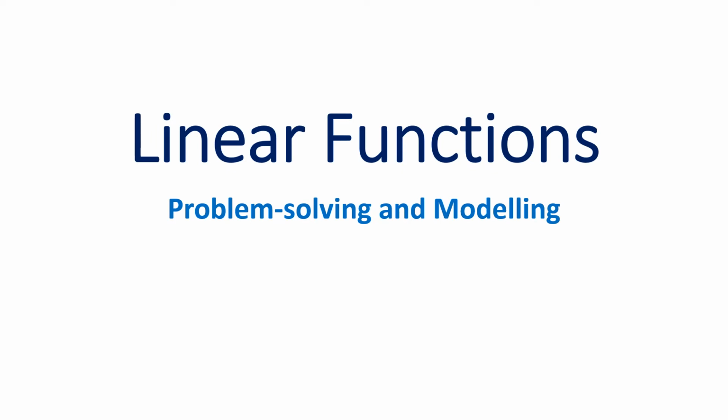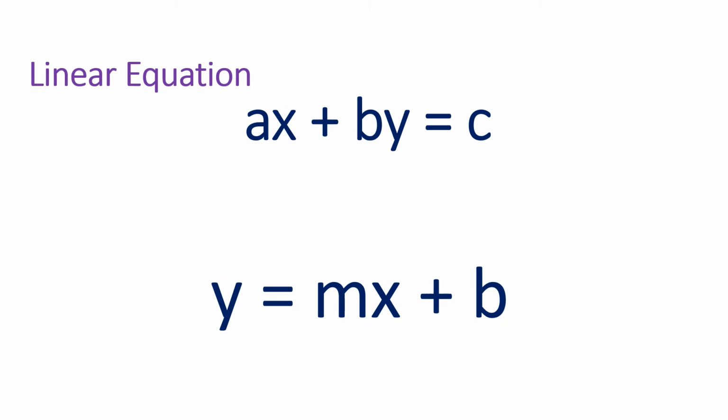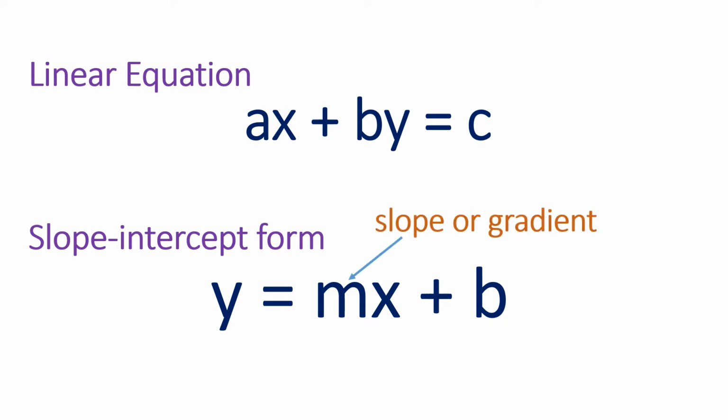In this video, I will be talking about linear functions, and this is under the topic of problem solving and modeling. A linear function is actually a linear equation in this form: ax plus by equals c. And we usually change its form so that it's easier to graph, or it's easier to describe how the graph looks like, in this form: y equals mx plus b. This is what you call the slope-intercept form, where m is the slope or gradient and b is the y-intercept.